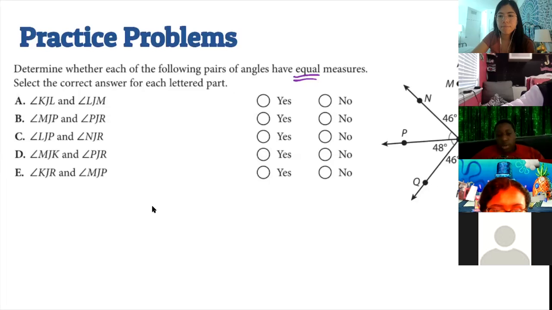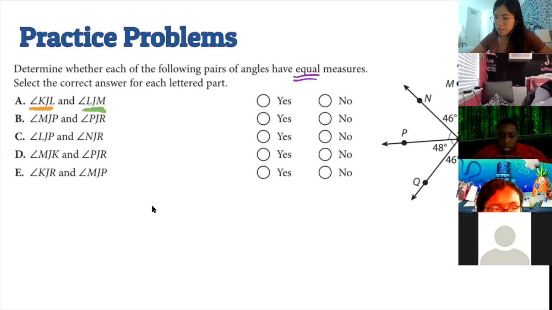Some are right angles. Where do you see a right angle? At M and K. MJK. Thank you for naming it correctly, Perla. MJK, right here. Okay, what two angles are we looking at again for letter A? KJL and LJM. Where are those located? Are they inside the right angle or outside the right angle? Inside. They're both inside of that right angle.